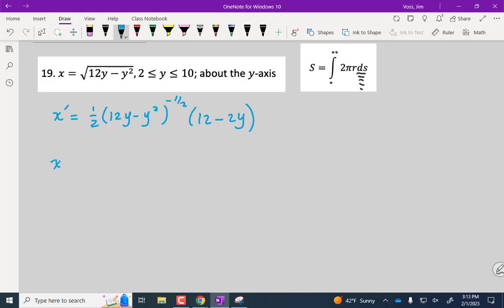So let's simplify this before we square it, because I notice that this 2 right here, we can cancel with this. And then this is a square root in the denominator. So we would write this as 6 minus y divided by the square root of 12y minus y squared. So that's x prime simplified. Then we're going to square it and add 1. Let's just focus on the squaring part. So squaring the numerator, we'll just write it as 6 minus y squared for a moment.